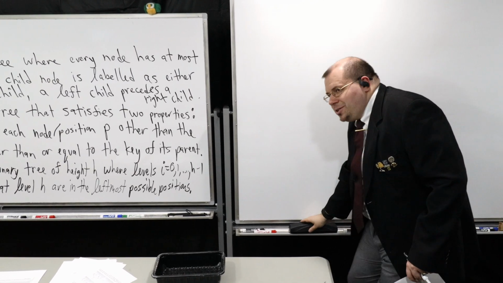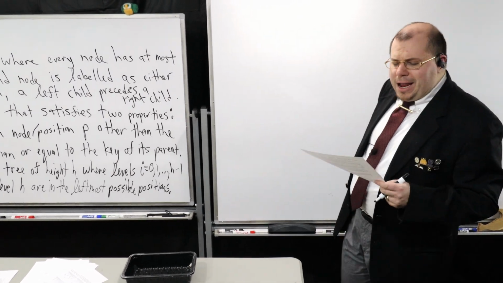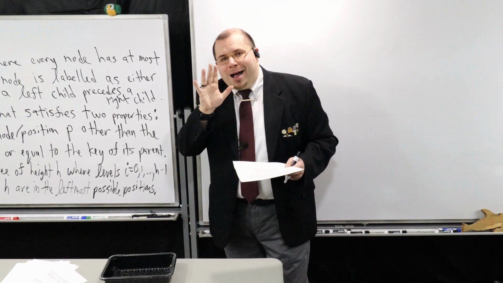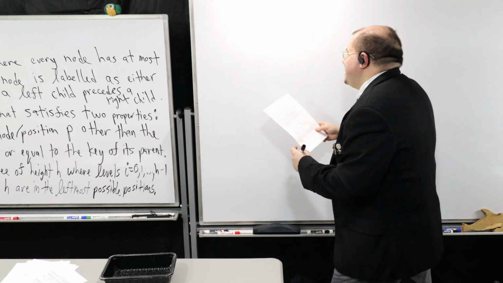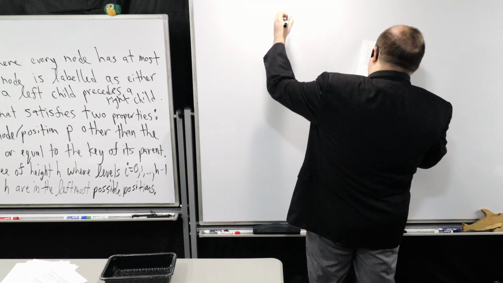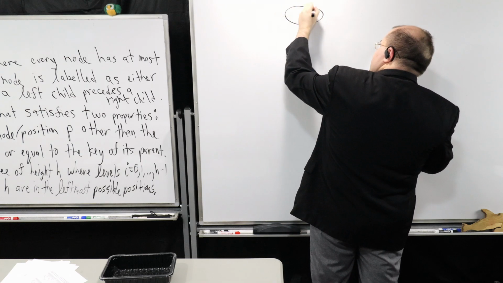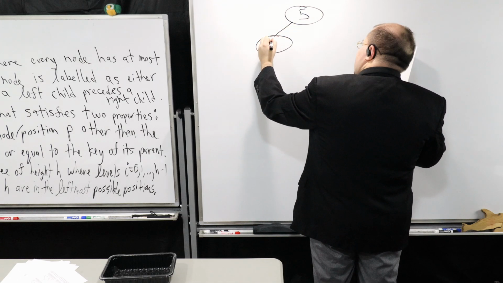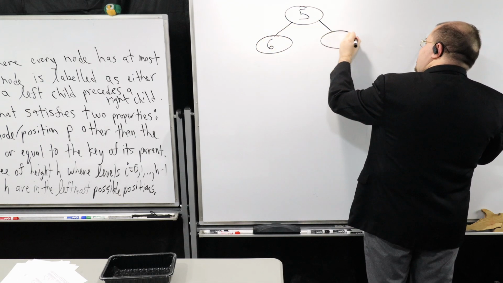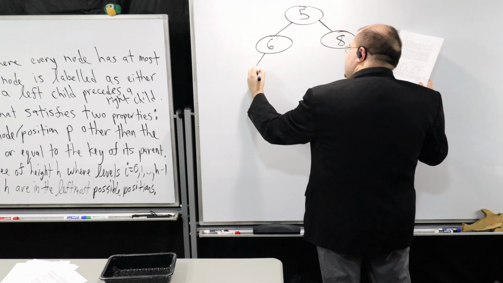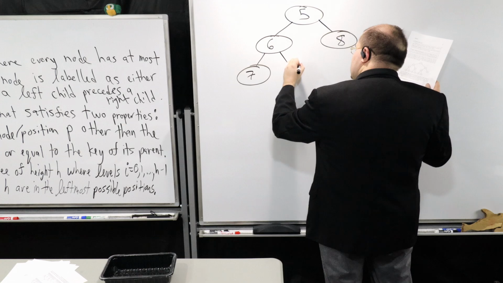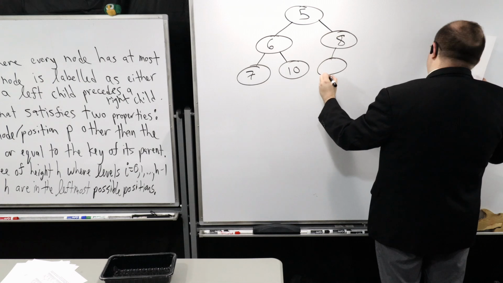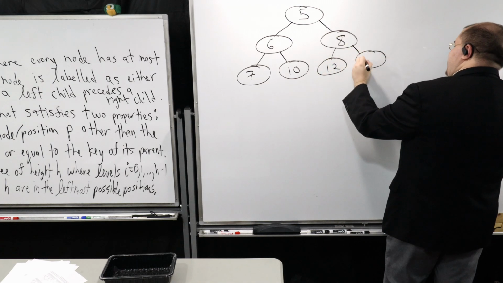So I'm going to draw you a picture of one of these so-called binary heaps. And you're going to see that there's something really interesting about why we're going to call this a heap. So I'm going to draw an example of one such heap. The root of this is going to be 5. The left child is going to be 6. The right child is going to be 8. The left child of 6 is going to be 7. The right child of 6 is going to be 10. The left child of 8 is going to be 12. The right child of 8 is 11.